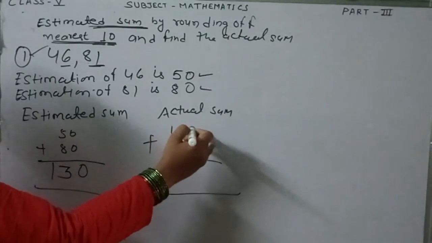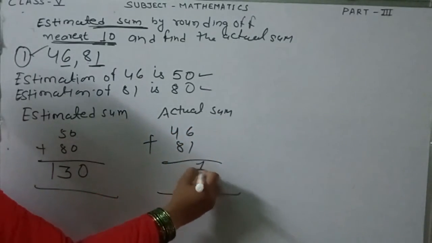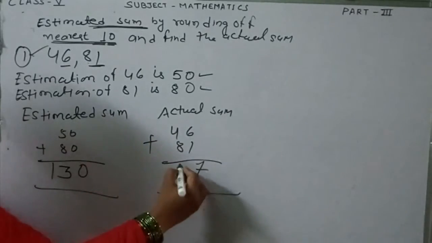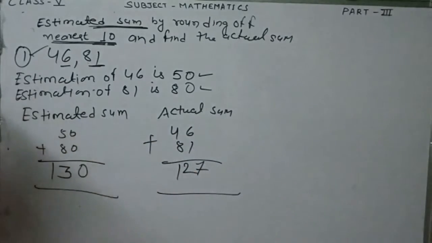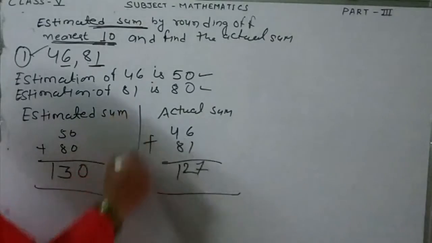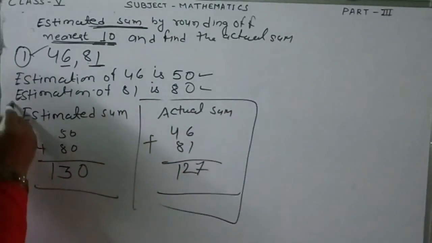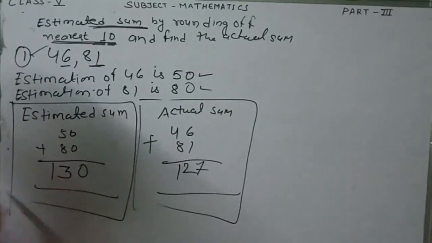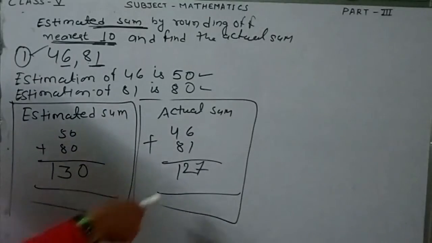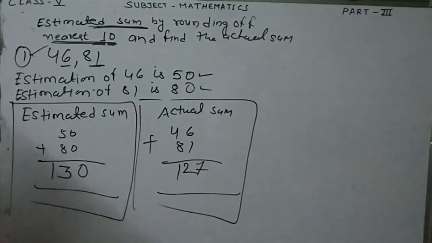Now here you add 6 plus 1, 7. And 4 plus 8, 12. So 127. This one is the actual sum, and this one is the estimated sum. If you look at the numbers and compare, you can see the difference. In the same way, you have to find the nearest 100 also. In case of nearest 100, you have to check the value of tens.